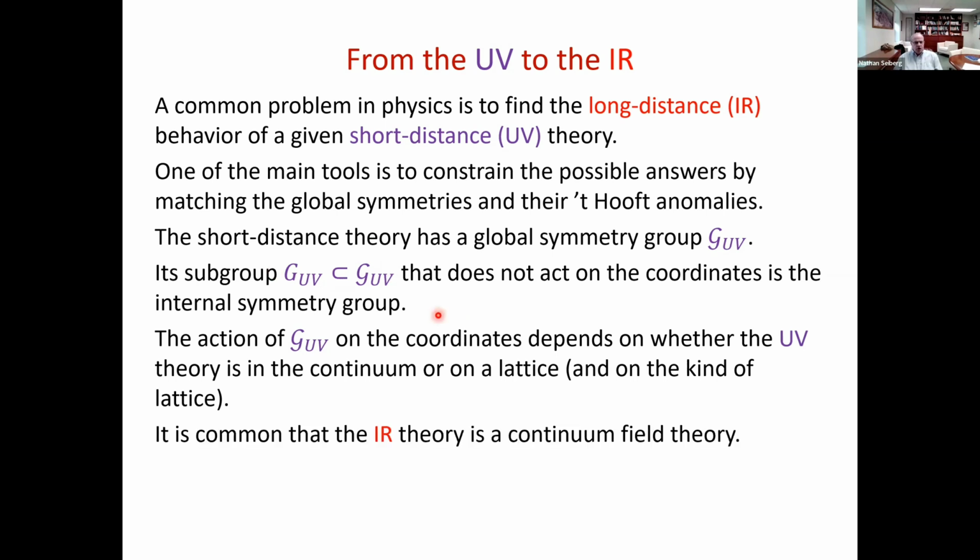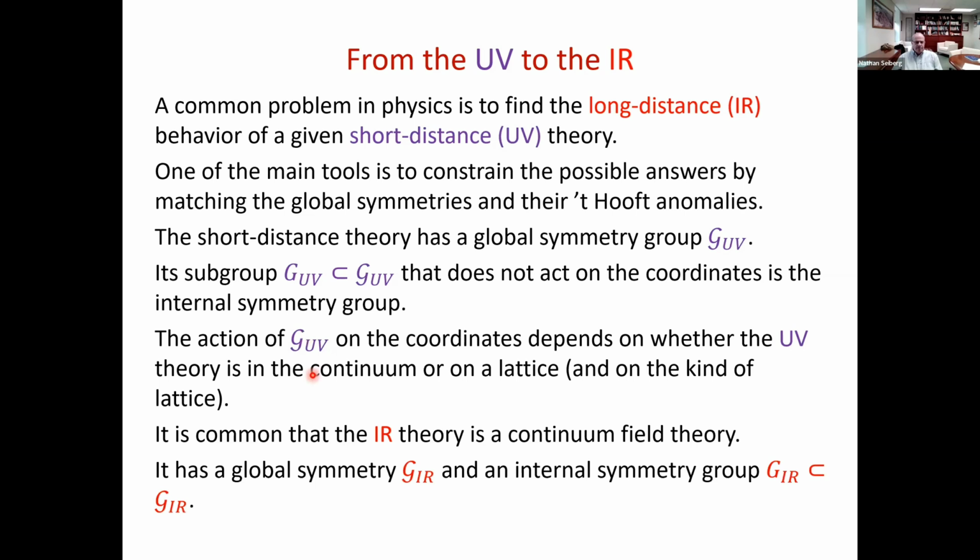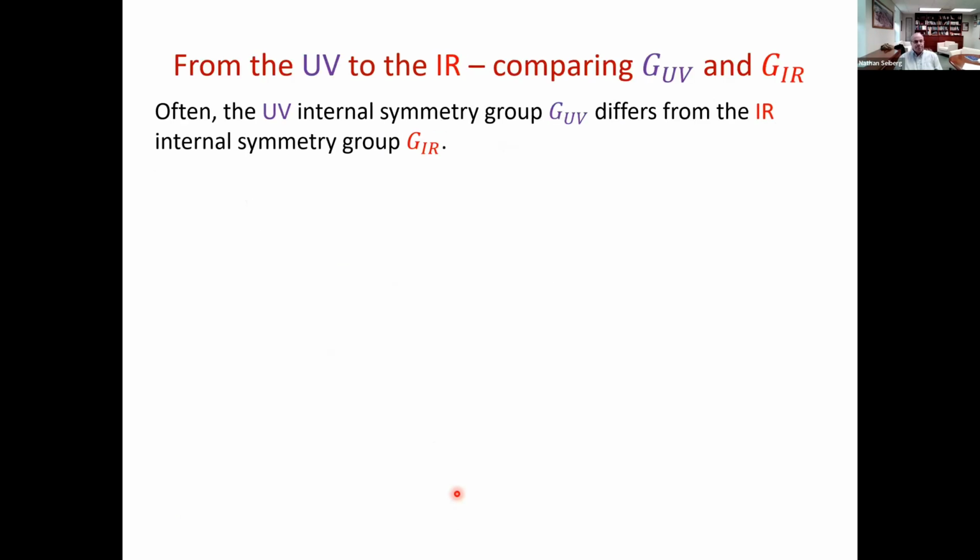Now, when we go to the IR, it's typically the case that we find a continuum quantum field theory. And again, we have the same story. We have some symmetry group, curly G IR, and it has an internal symmetry subgroup, G IR. So that might look like a mouthful for saying something that everybody already knows, but soon it will be a little bit different. Now, often the UV internal symmetry and the IR internal symmetry, usually they are not the same.